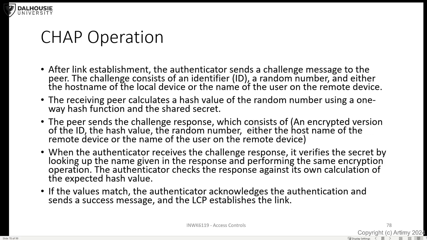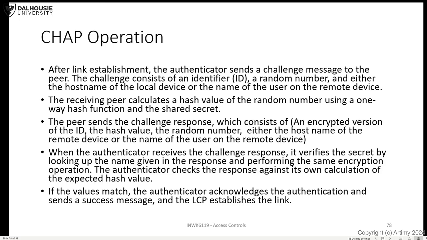Okay, so more detail. After link establishment, the authenticator sends a challenge message to the peer. The challenge consists of an identifier, a random number, and either a host name of the local service or the name of the user. Right? The receiving peer calculates the hash value using a one-way hash function and a secret key. So the two sides have to use a secret key to communicate. And in this case, we are using hash rather than encryption. Similar idea.